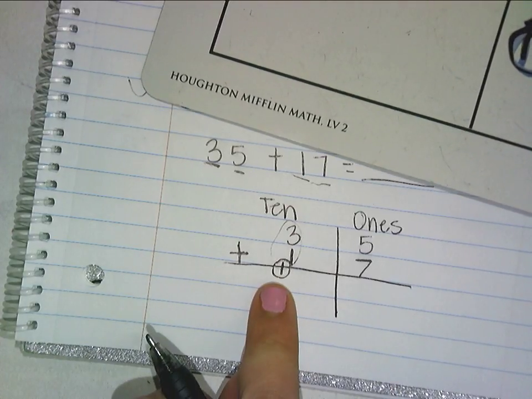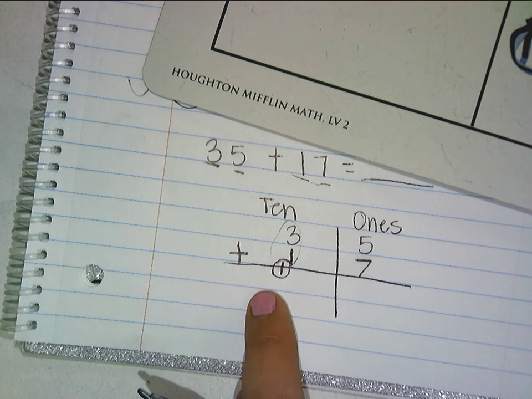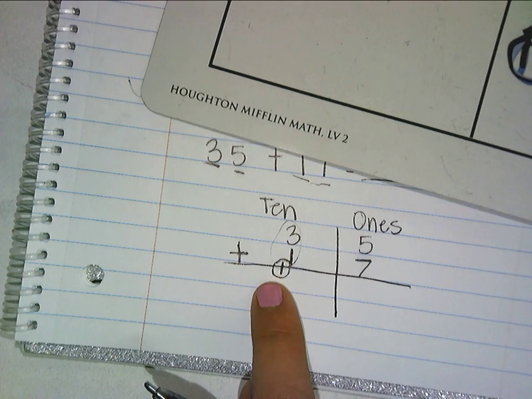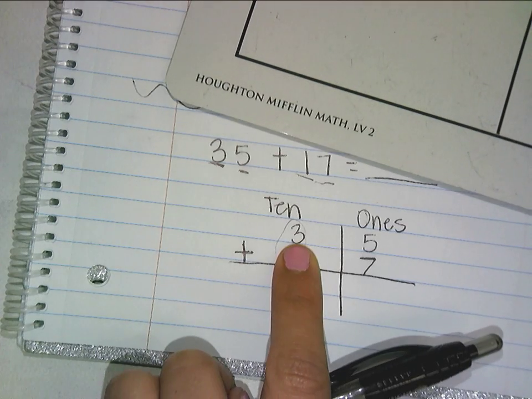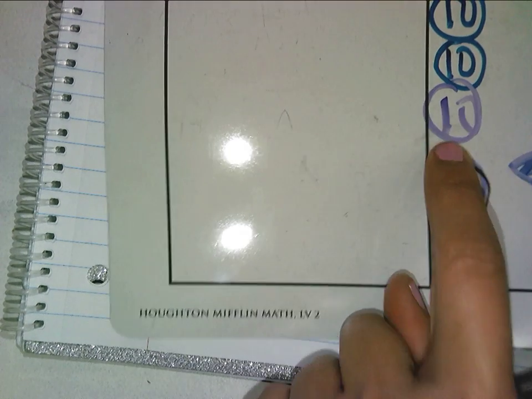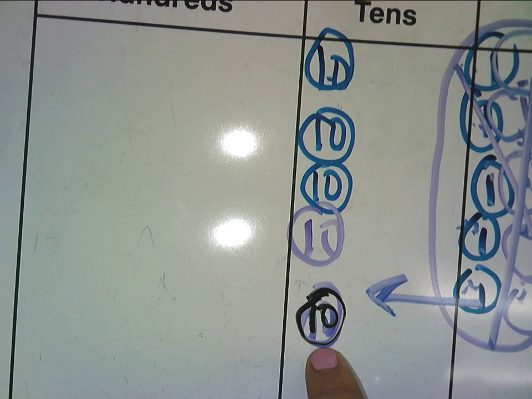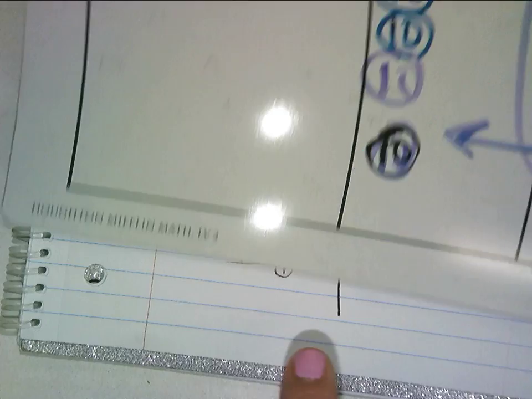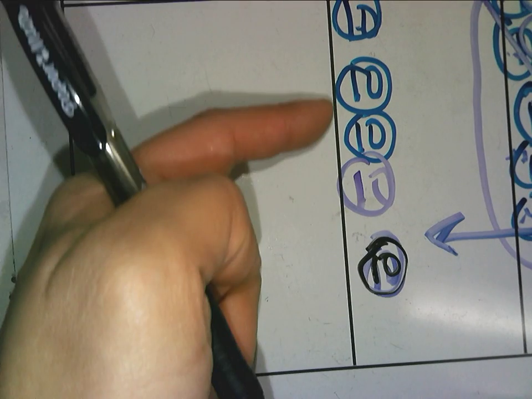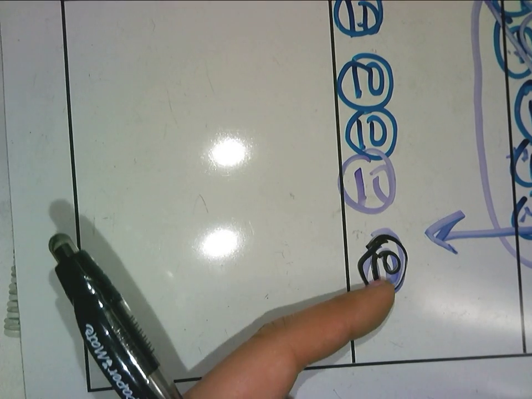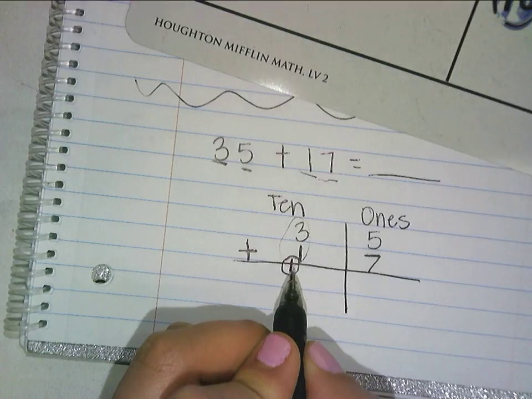That is showing us that you regrouped 10 ones from the ones place and you put it in the tens place. So I have 3 groups of 10, which is right here. I have 1 group of 10 right here. But then I have on my work mat that other group of 10, that 5th group of 10, which is right there. 3, 4, 5. So this is how you show on an equation how to regroup.